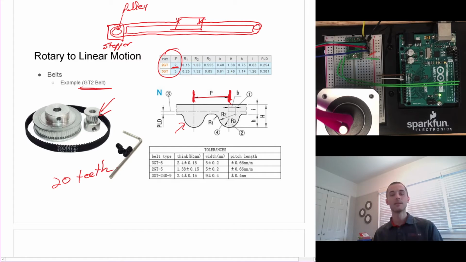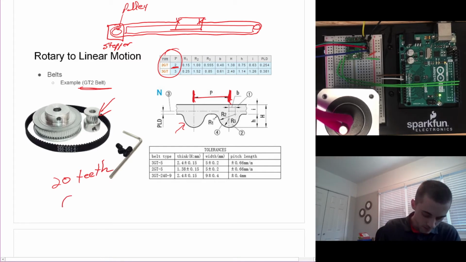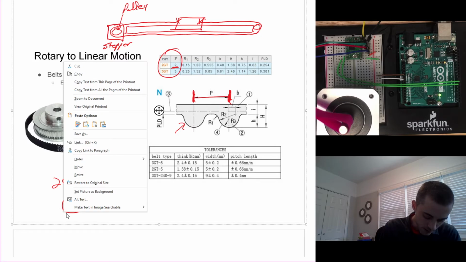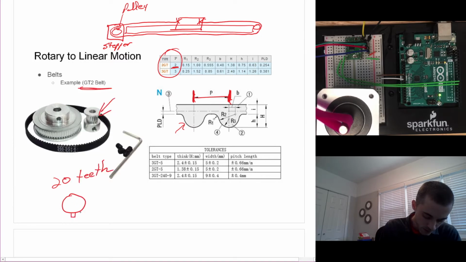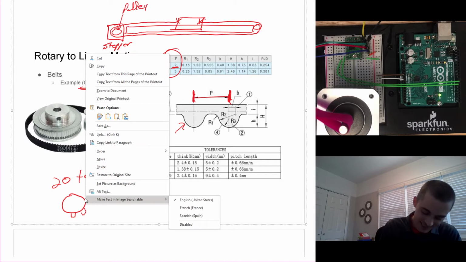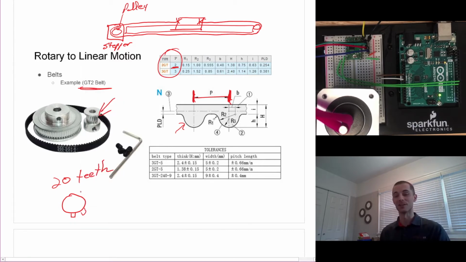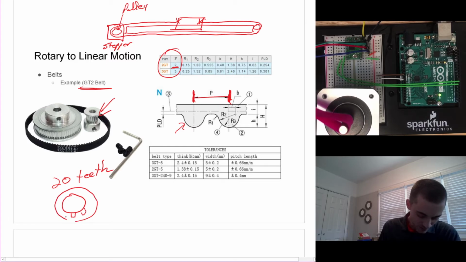Right? That means for 20 teeth all the way around the pulley, I'm not going to try to draw 20 teeth here. Oh, come on, OneNote. It's not going to let me. I'm not drawing a circle. Stop it. This is why I don't even try to draw. But it's got 20 teeth all the way around.